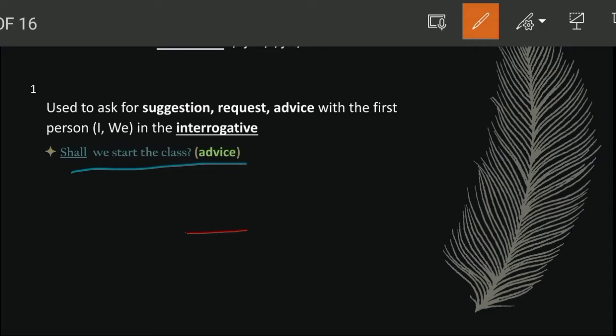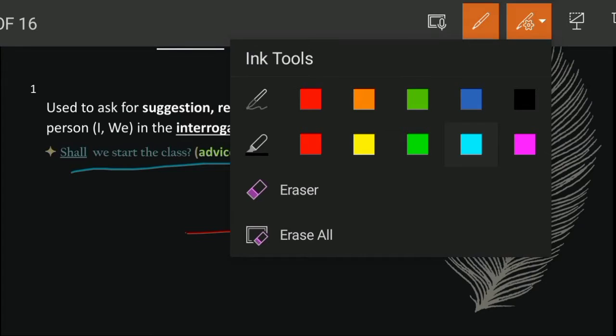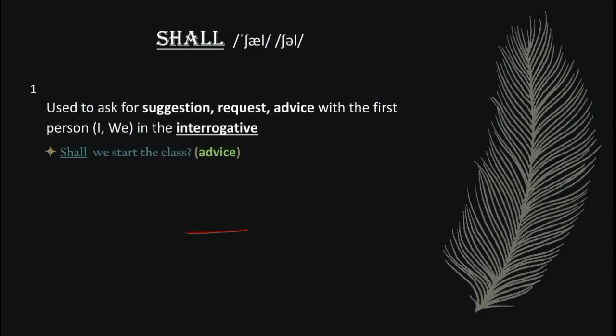This example gives the sense of advice. Shall we start the class? Here it means should we start the class? We generally use this sentence in schools. Should we start the class, ma'am? Should we start the class, sir? So this is the advice sentence.